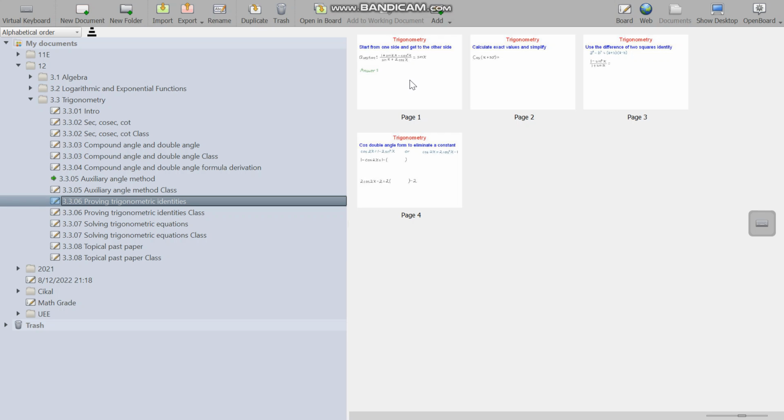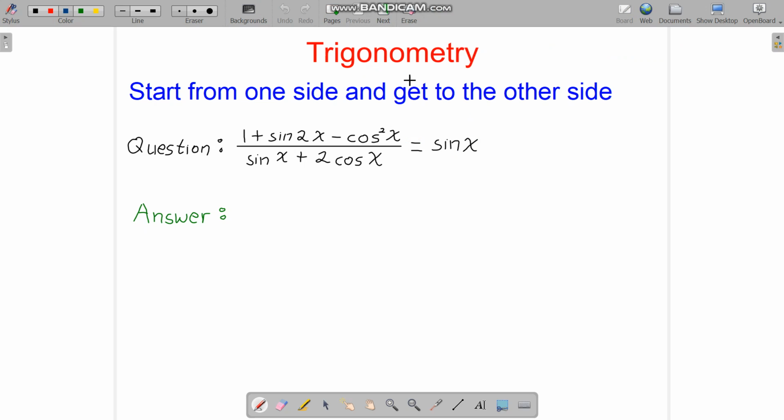Hello everyone, this video is about proving trigonometric identities. First strategy, start from one side and get to the other side. So you don't write both sides at once, just one of the sides. Let's start with the more complicated side.